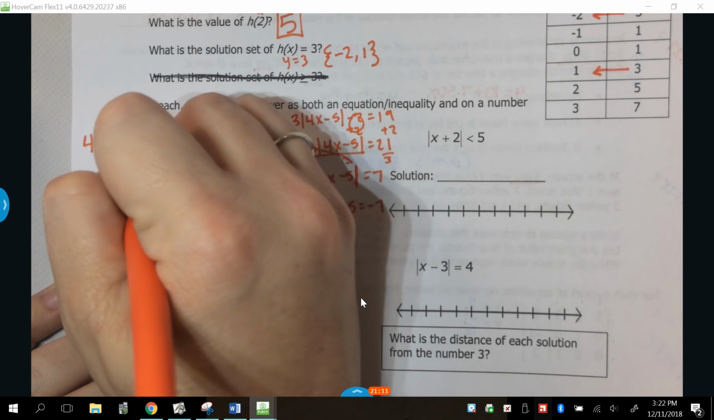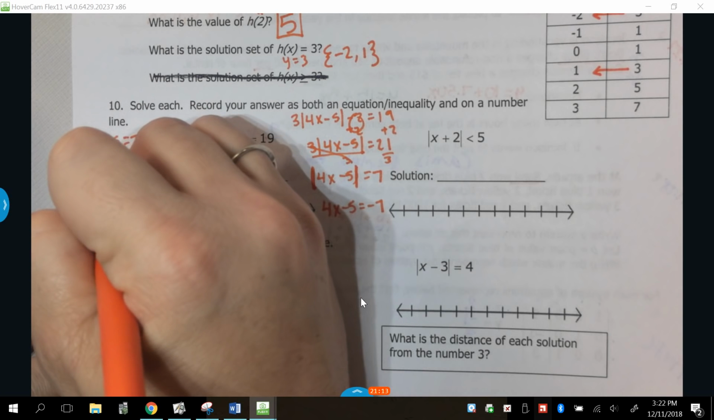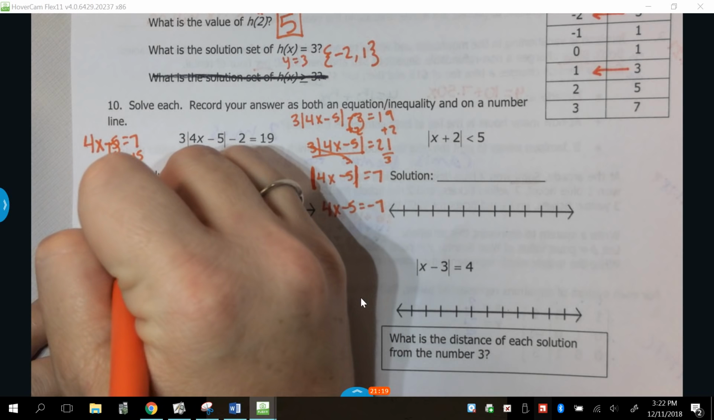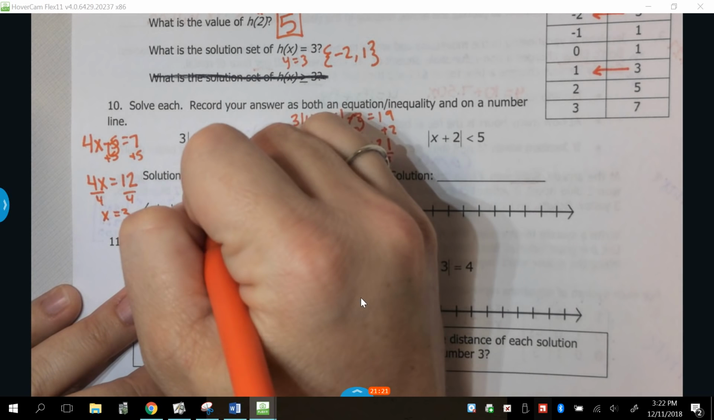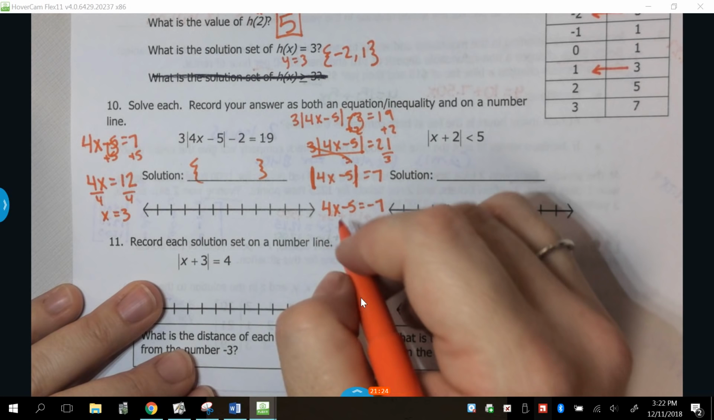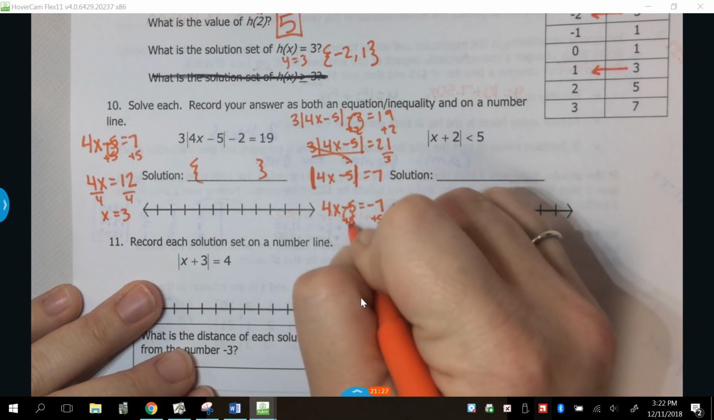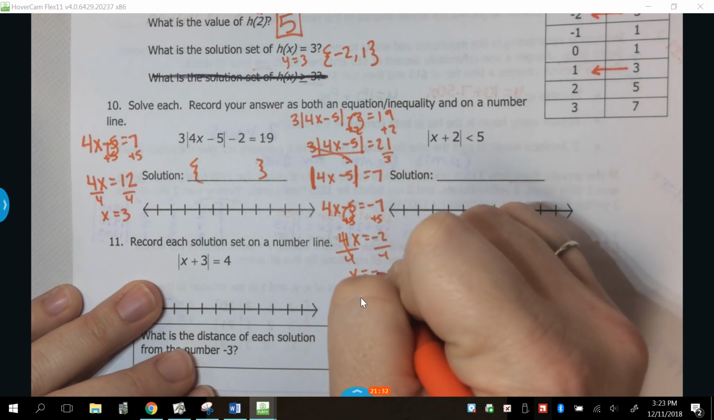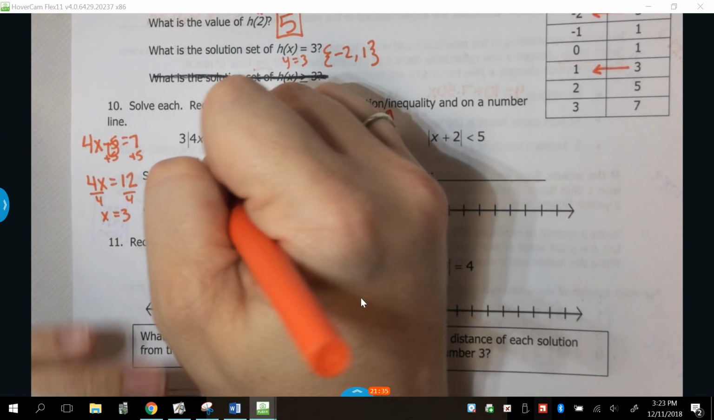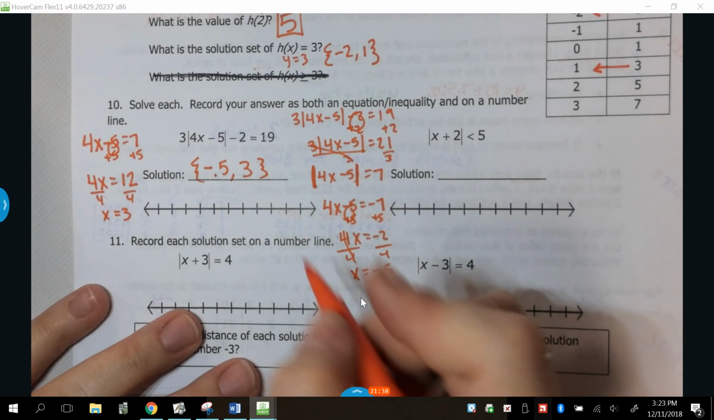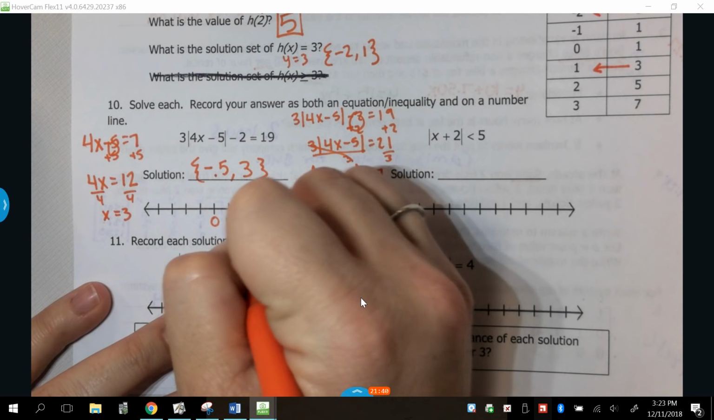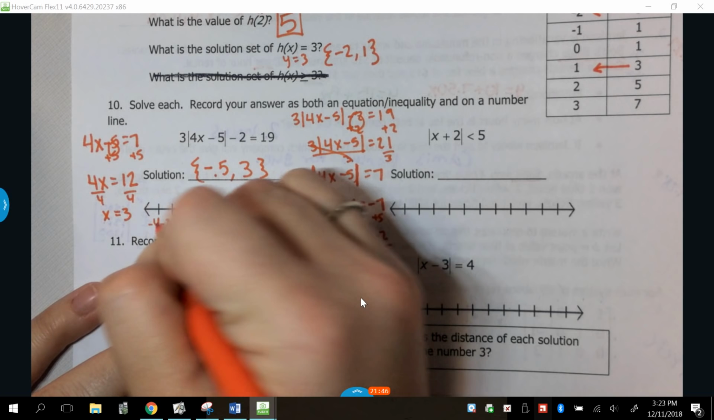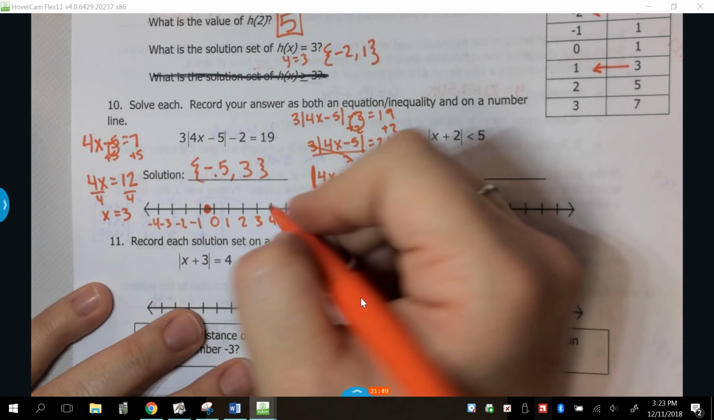So plus 5, 4x equals 7 plus 5, which is 12. Divide by 4, x equals 3. There's one of my solutions. Then plus 5, 4x equals negative 2. Divide by 4, gives me x equals negative 0.5. So negative 0.5 and 3. You can really do this however you want. On the number line, negative 0.5 is right here, and 3 is right here.